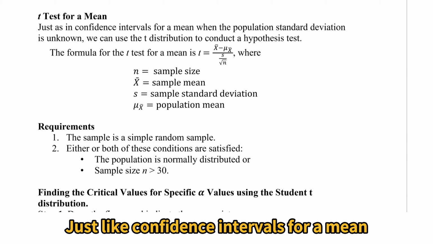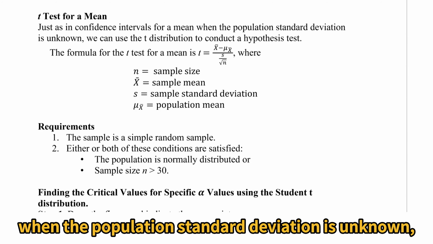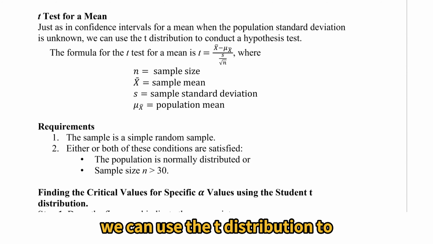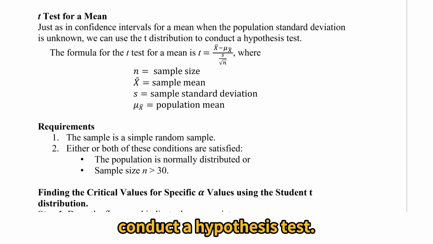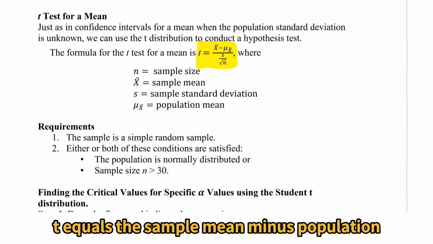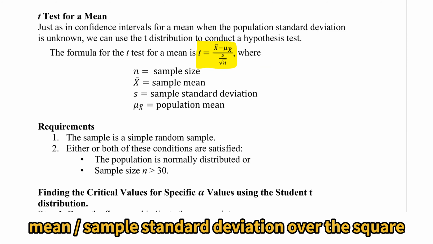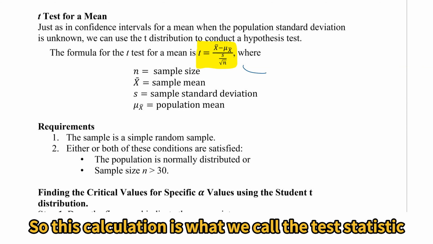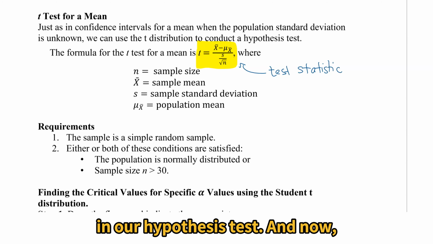Just like confidence intervals for a mean, when the population standard deviation is unknown, we can use the t-distribution to conduct a hypothesis test. We have our formula here for our test statistic. T equals the sample mean minus the population mean divided by the sample standard deviation over the square root of the sample size. So this calculation is what we call the test statistic in our hypothesis test.